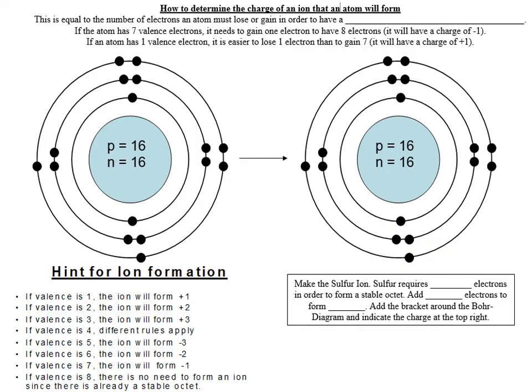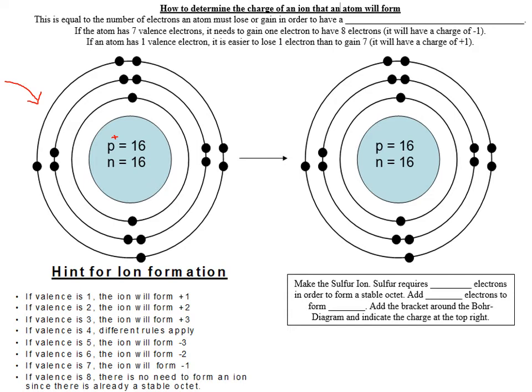So we're going to learn how to draw Bohr-Rutherford diagrams for ions. Here we have a Bohr-Rutherford diagram for the sulfur atom, the neutral sulfur atom. You can count the electrons. There are 16 electrons, and there are 16 protons. That's how I know it's neutral. They would cancel each other out, these 16 electrons and 16 protons.